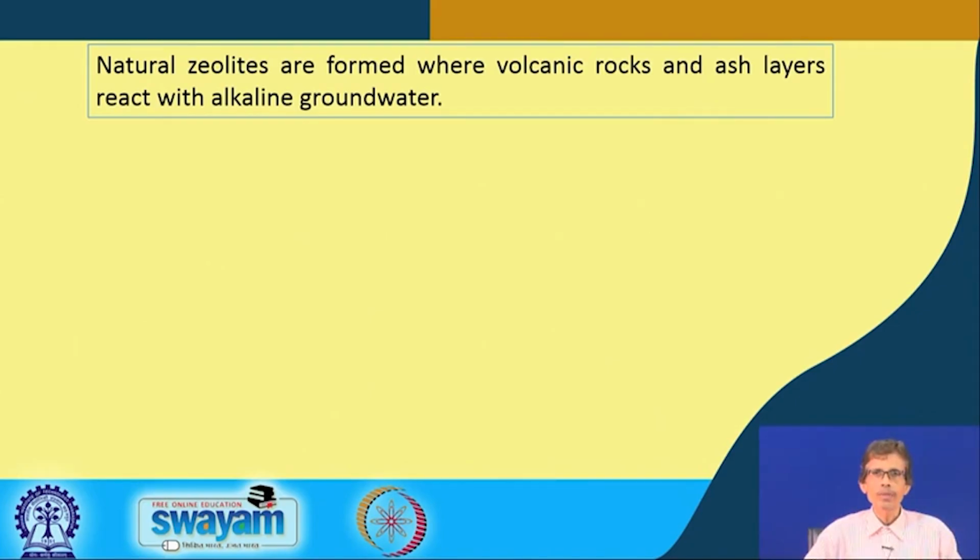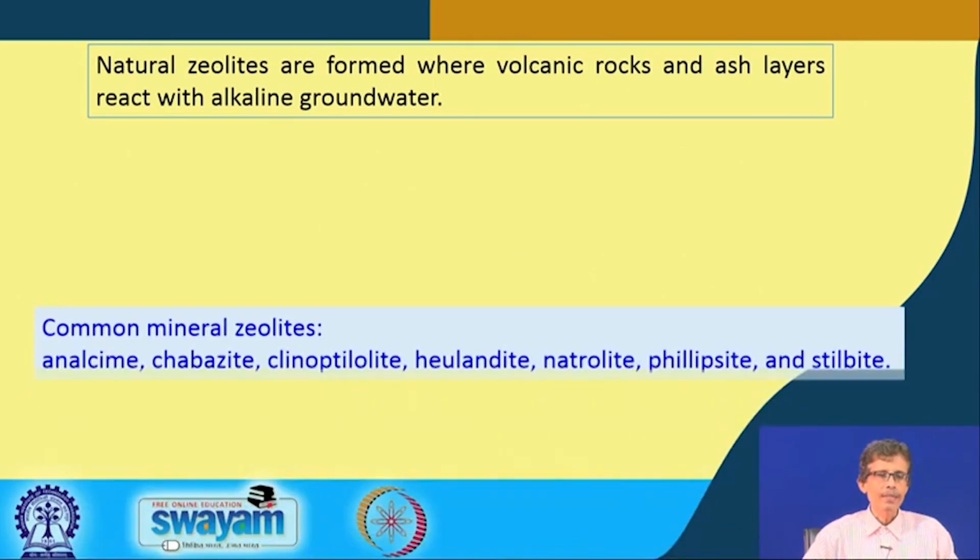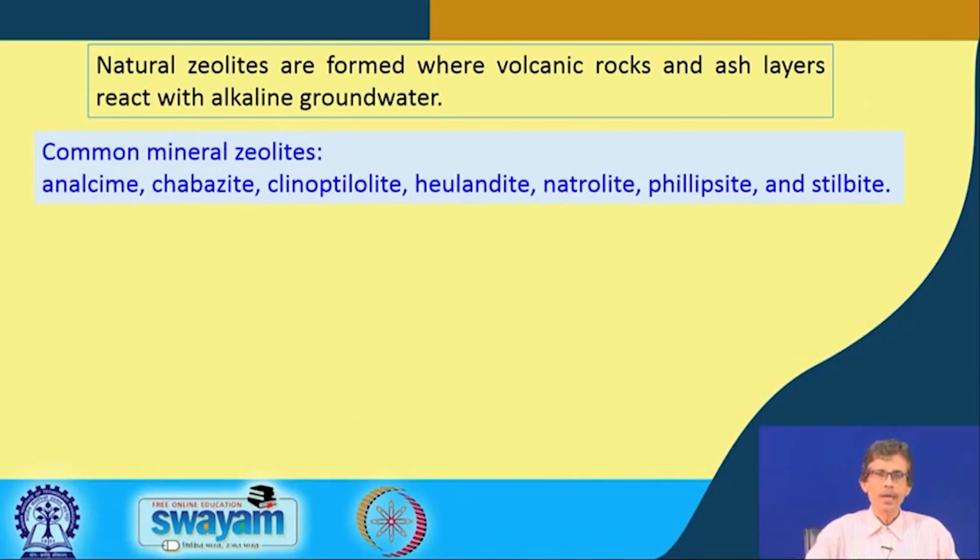So natural zeolites are formed where volcanic rocks and ash layers basically react with alkaline groundwater. Think of it in terms of a typical inorganic chemistry reaction, where the volcanic rock and the ash layers react if the groundwater is strongly alkaline. Due to that reaction, we basically get the formation of the natural mineral, which is your zeolites.